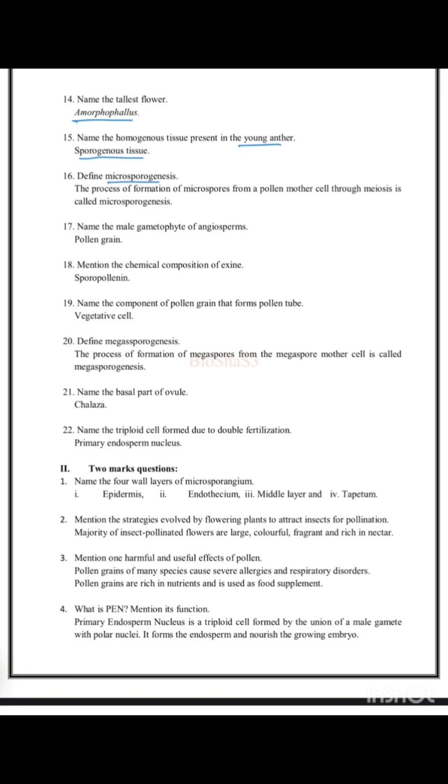Define microsporogenesis. So again, this is one important question. The process of formation of microspore from pollen mother cell through meiosis is called microsporogenesis. Name the male gametophyte of angiosperm, that is pollen grain. Mention the chemical composition of exine, that is sporopollenin. So this is also an important word you have to remember. Sporopollenin.